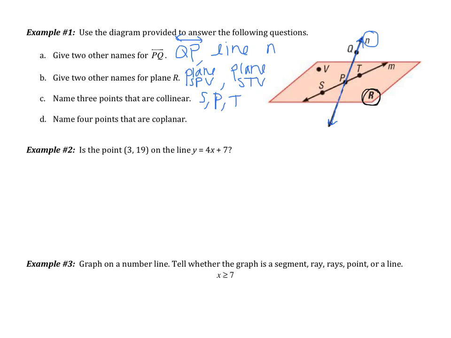4 points that are coplanar, so 4 points on the same plane. That would be S, P, T, and V. Those all lie on plane R. Hopefully that went well for you. If you made a mistake, that's okay.